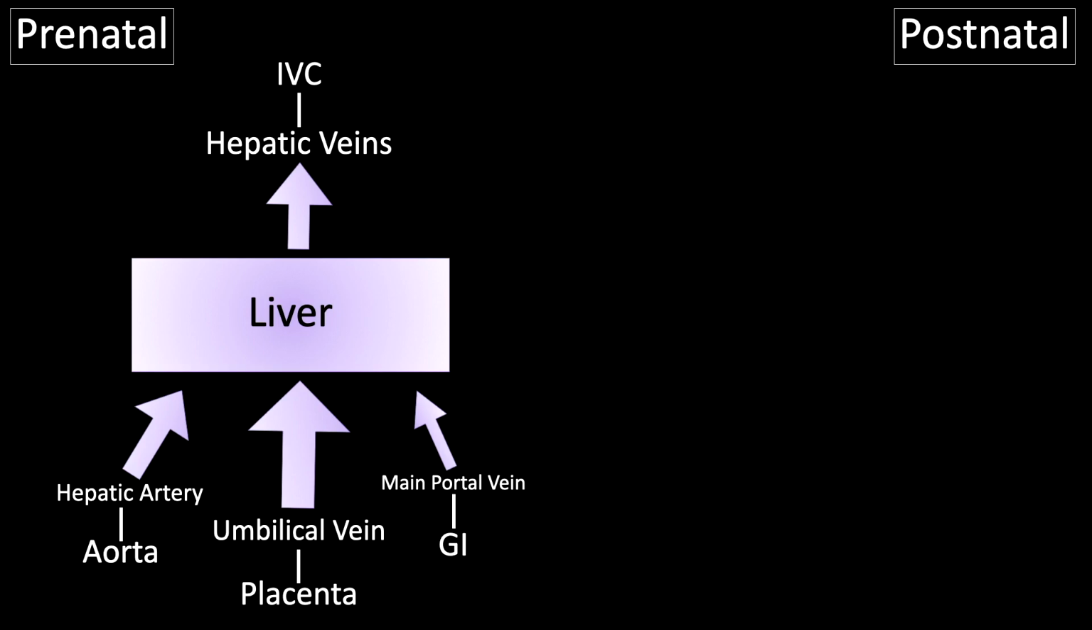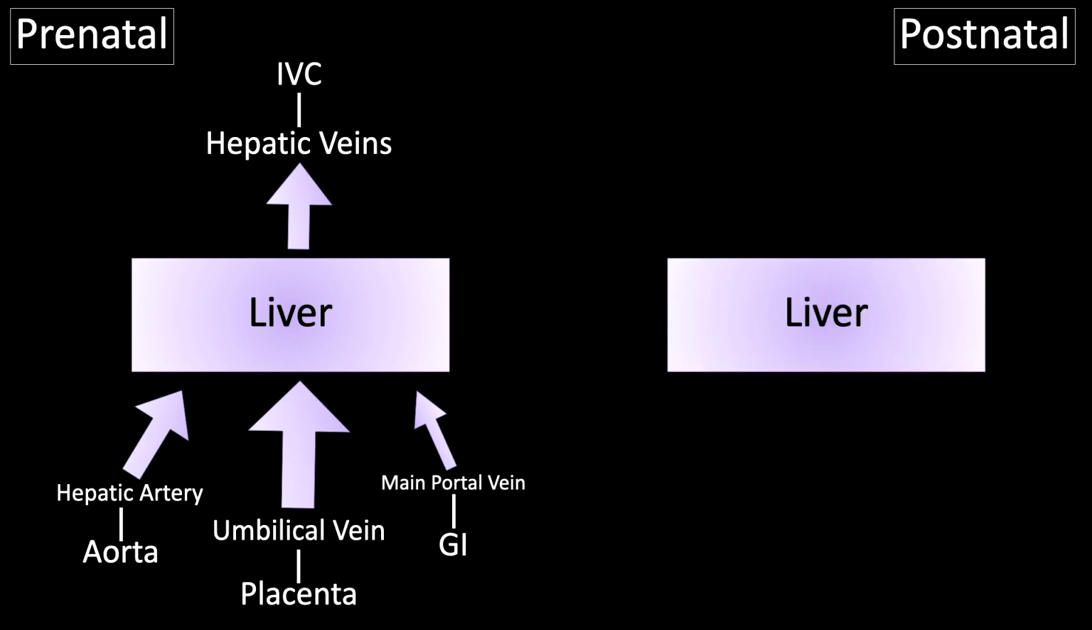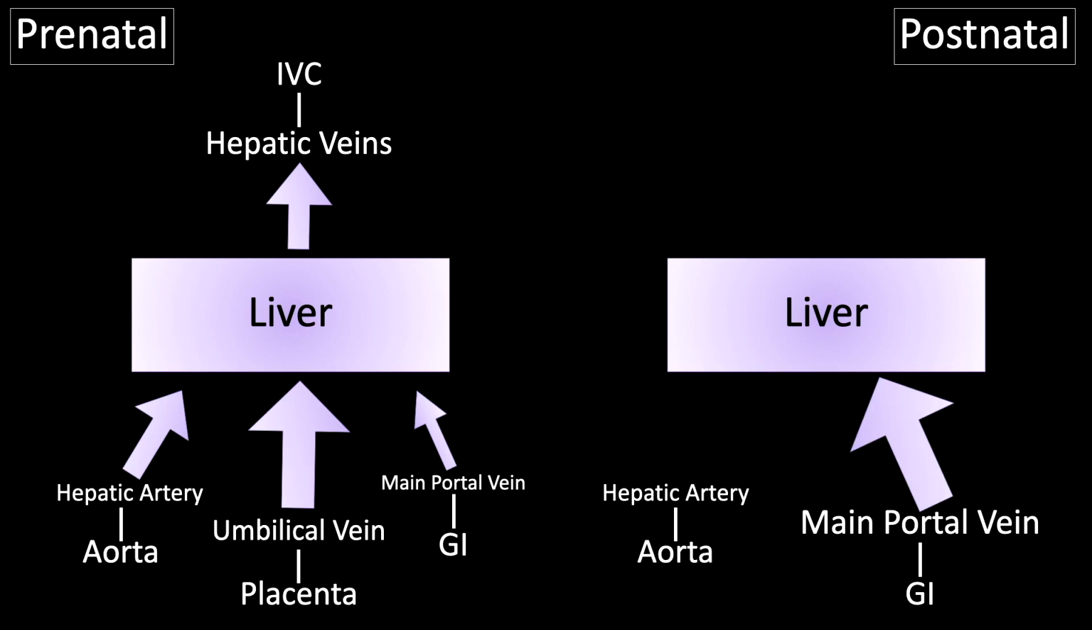Postnatally, what happens, there's no umbilical vein anymore, right? So the main blood supply to the liver is through the main portal vein from the GI tract, supplemented by flow from the hepatic artery. And drainage of the liver postnatally is the same process as the three hepatic veins that drain the liver into the inferior vena cava.